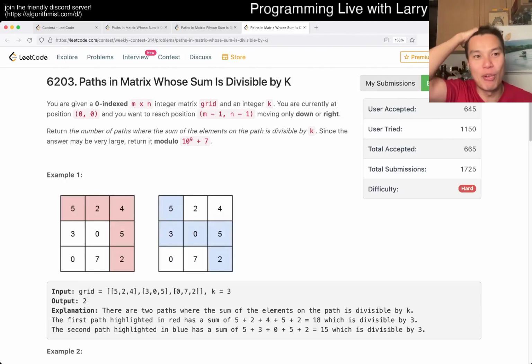This is me going with Q4 of the weekly contest 314. Paths in a Matrix Whose Sum Is Divisible by K.